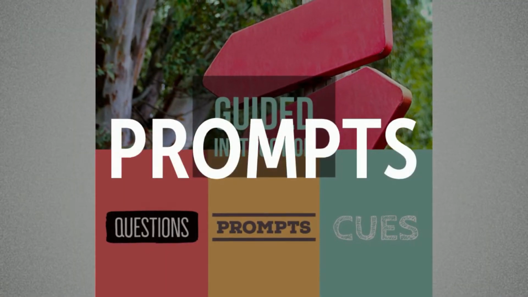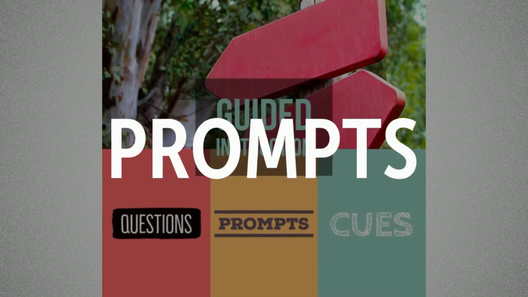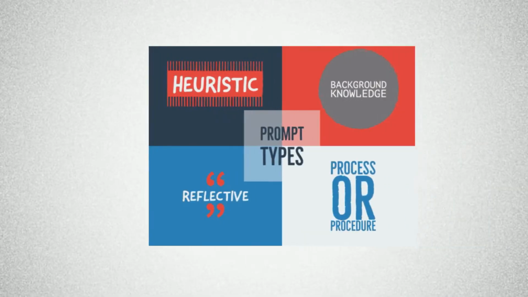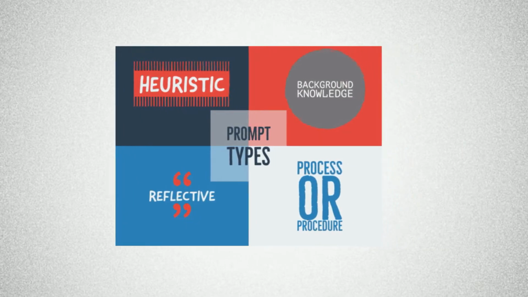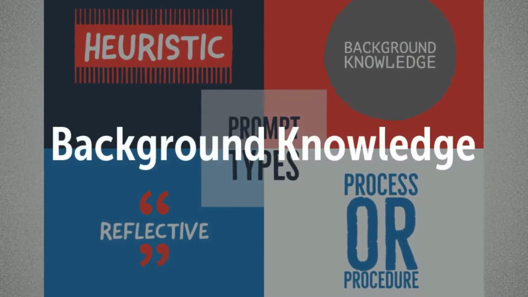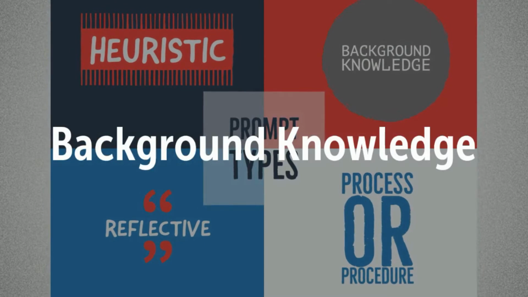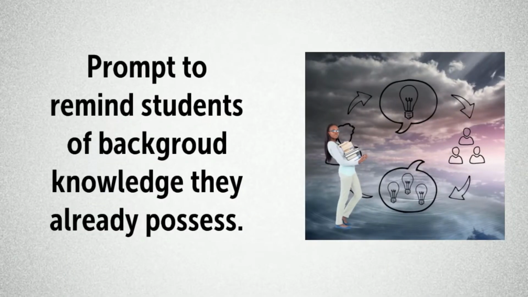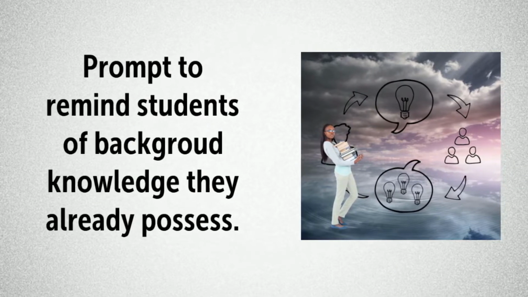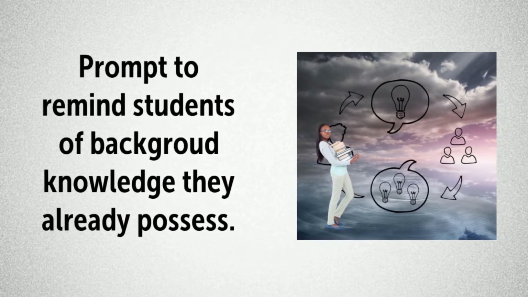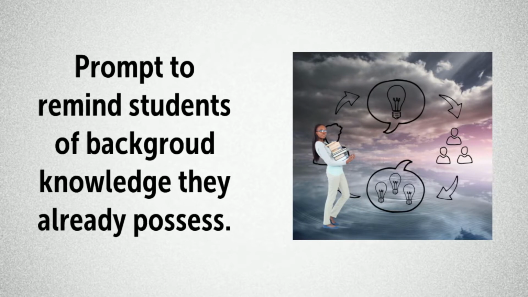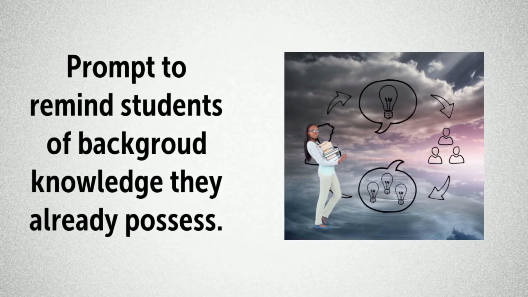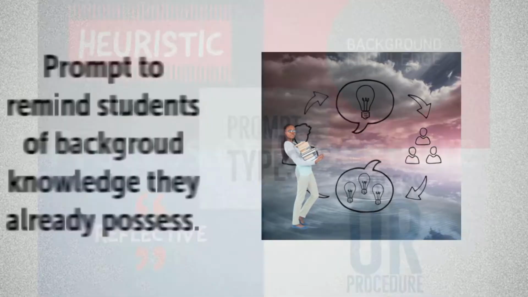Prompts are hints or reminders that encourage students to do the work when they have temporarily forgotten to use a known skill or strategy. There are 4 different types of prompts. Background knowledge prompts reference content that the student already knows, has been taught, or has experienced. For example, if a student is learning about the water cycle and is having difficulties, you might ask, "What do you remember about the states of matter?" to remind them of background knowledge that they already possess.